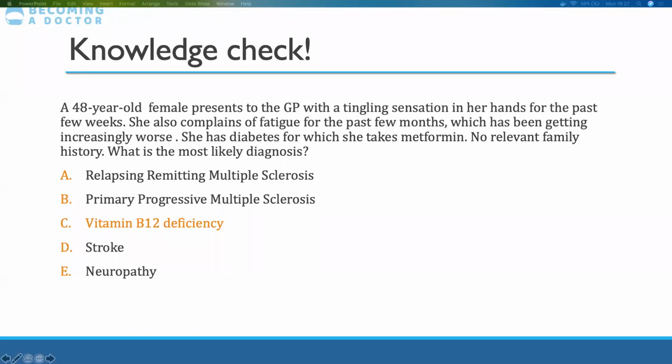Stroke is not acute enough for this to be it. And neuropathy, yes, potentially this could be neuropathy. However, because of the fact that she is diabetic, and the fatigue and this tingling sensation, it just points towards vitamin B12 deficiency a lot more.